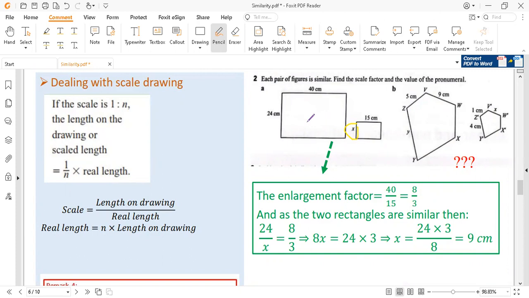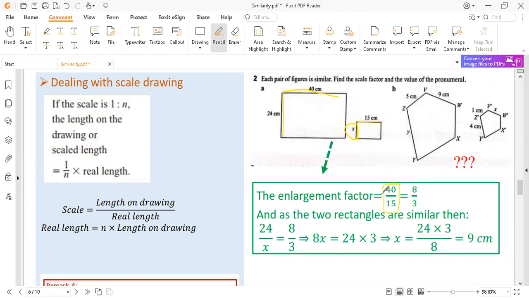We know that the lengths of the corresponding sides are in the same ratio. So we can say that 24 over x equals 40 over 15, which is equal to the scale factor. We don't have the scale factor directly, but we easily have 40 over 15.